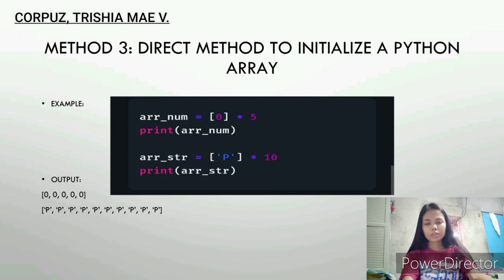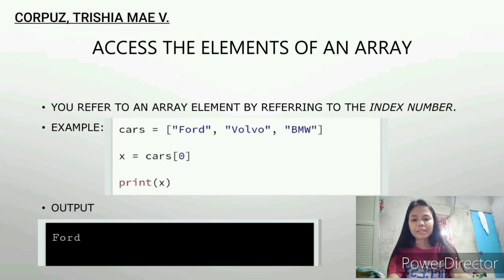arr_str = ["P"] * 10, print(arr_str). As in the example, we created two arrays with the default values 0 and P along with the specified size. So the output will be 0, 0, 0, 0, 0, and P, P, P, P, P, P, P, P, P, P.